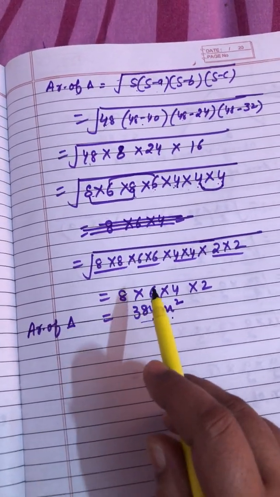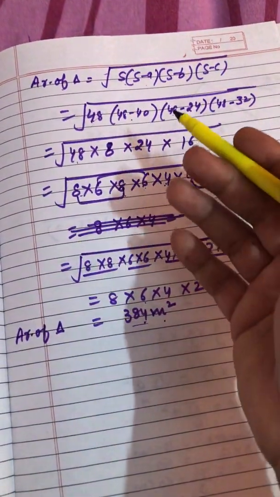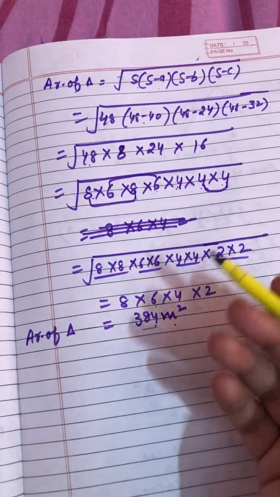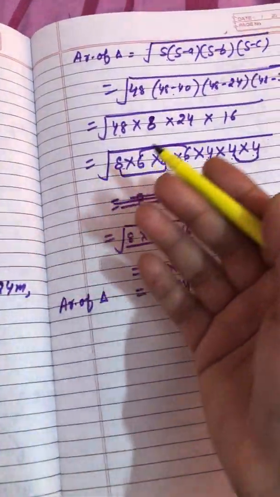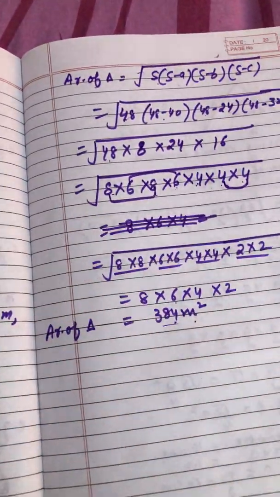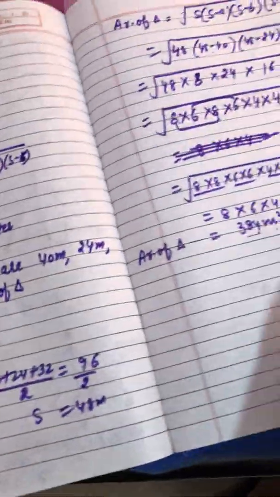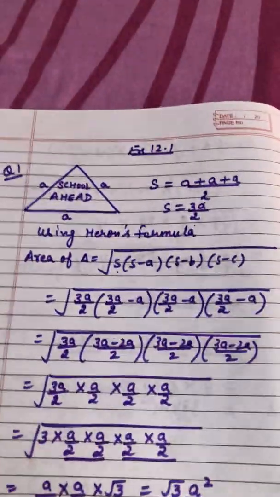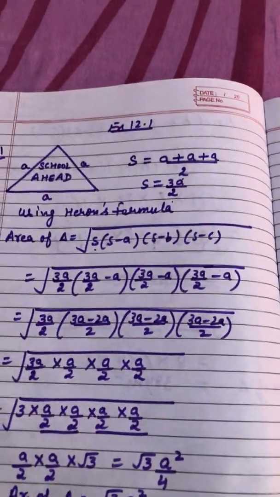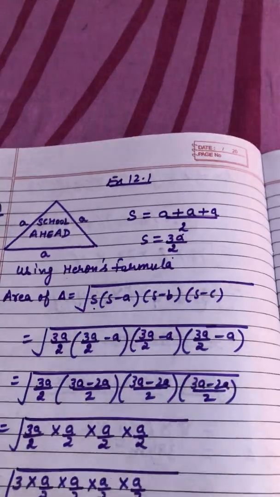I hope this is clear to everyone how to apply this formula. This is called application of Heron's formula, how to apply this formula in different sums. Now children, let us start exercise 12.1, question number 1. Now what is question 1?